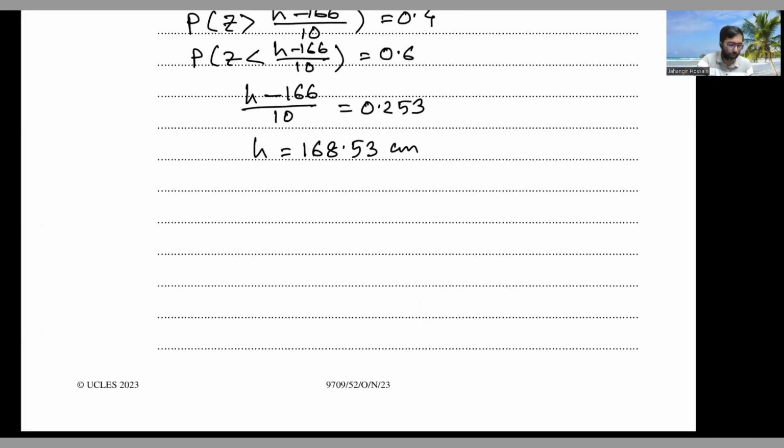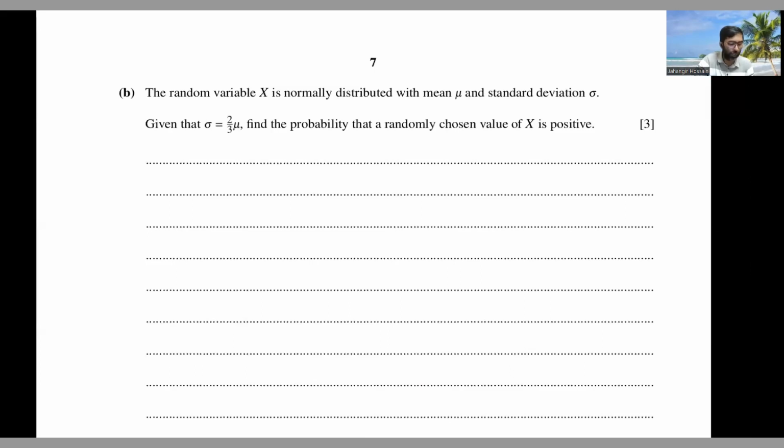Now let's move on to the next one. We have the random variable x normally distributed with mean mu and standard deviation sigma, so variance sigma squared. Now, it is given that sigma is equal to 2/3 mu. Find the probability that a randomly chosen value of x is positive. So you have to find x greater than 0. Positive means greater than 0.